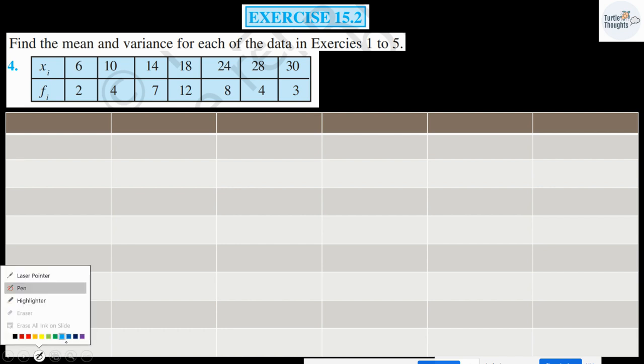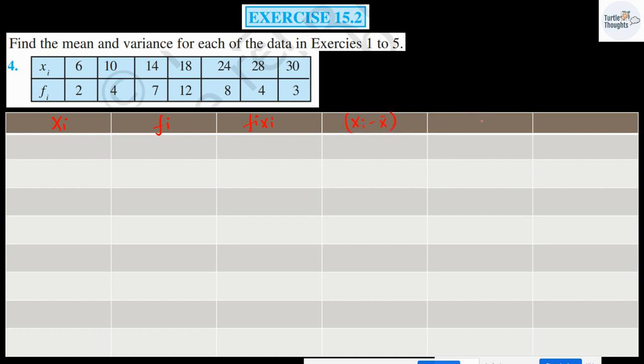Let me write down the same thing over here. The first one is going to be xi. Next is going to be fi. The third one is going to be fixi. The fourth one is going to be xi minus x bar. The fifth one is xi minus x bar whole squared. The last is going to be fi multiplied by xi minus x bar whole squared.